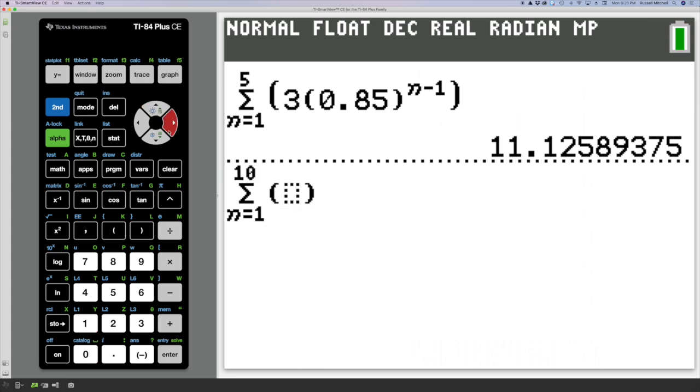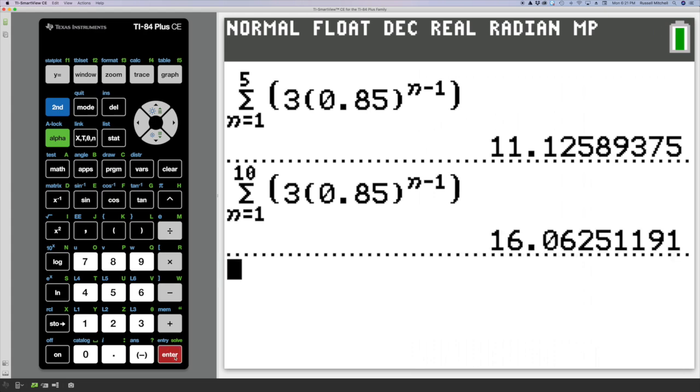And again, we can do 3 times. You could also move up here and highlight this and then type over 5. I'll show that in the next one. 0.85, and then raise to the n minus 1, and this gives us 16.0625, and that's approximately the sum of the first 10 terms of this series.